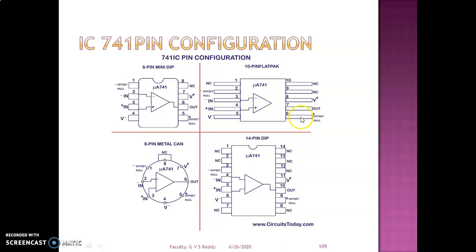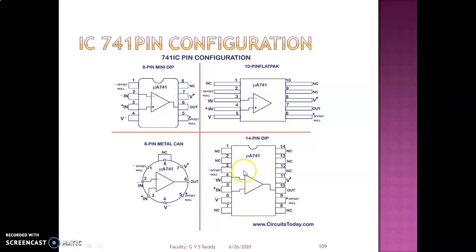Now come to this side. Here the pin number 6 represents positive offset null. Pin number 7 represents the output of the operational amplifier. Pin number 8 represents positive power supply, and pin number 9 represents no connection, and pin number 10 also no connection. Now come to another package, the metal can package, 8-pin metal can package. This is also similar to the 8-pin mini dual inline package, with the same pin configuration.